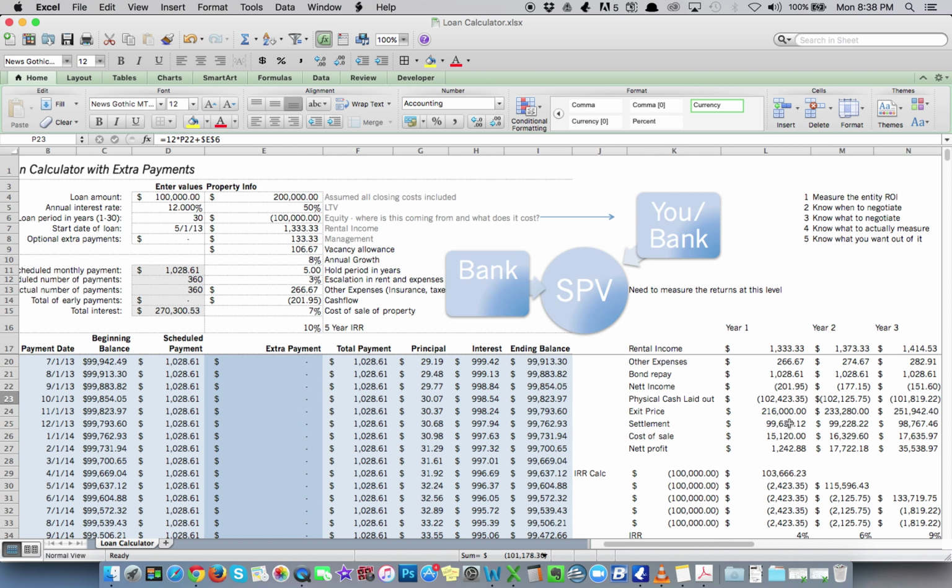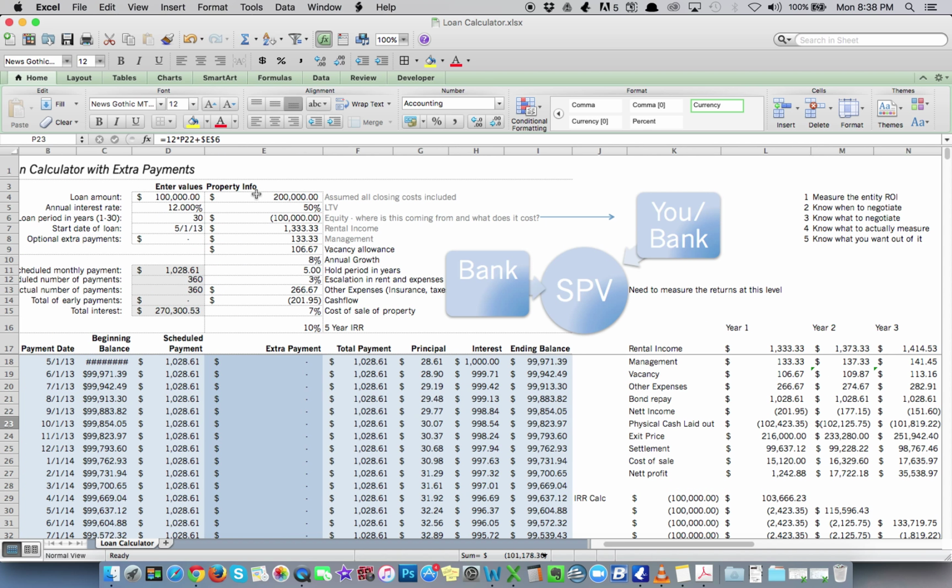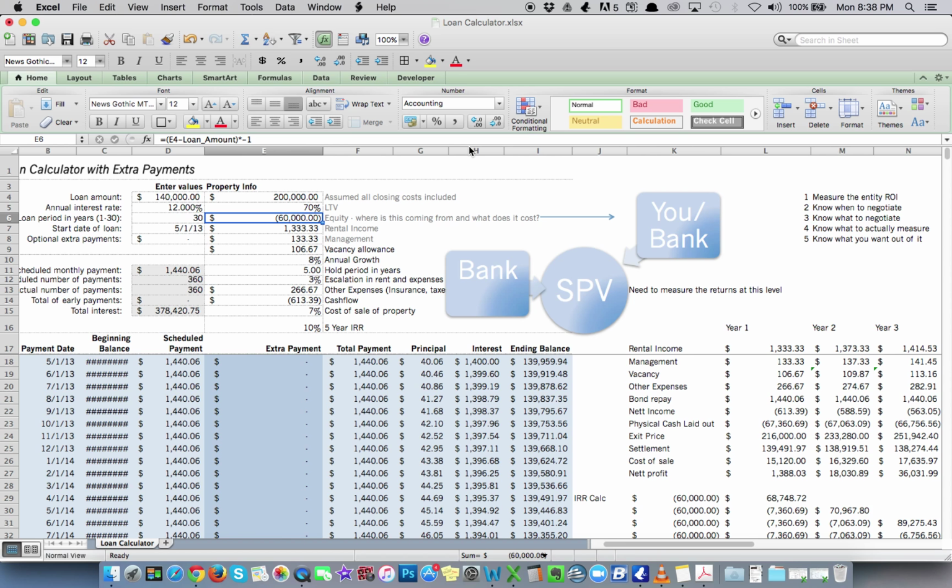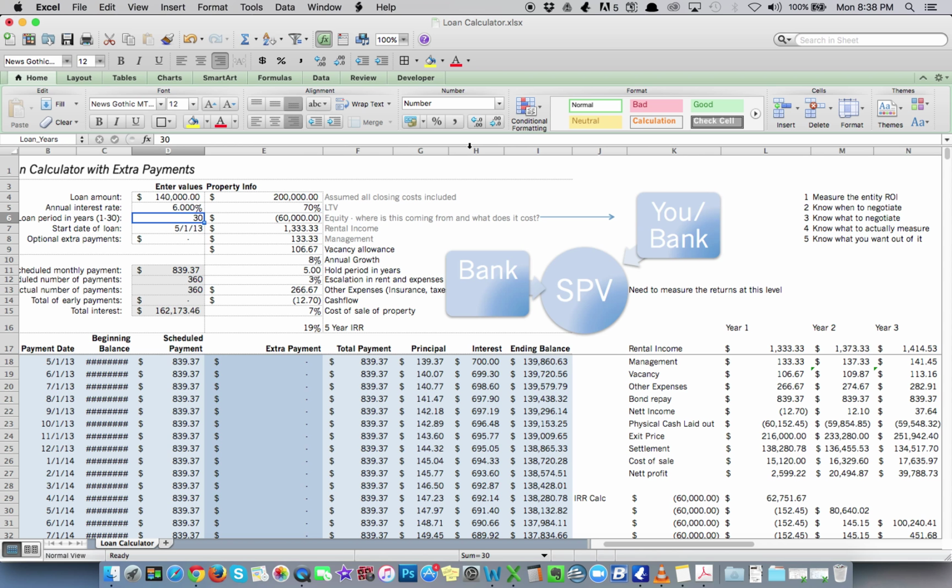Let's play with some variables and see what actually happens here. So we're buying a $200,000 property and we are taking a 70% loan to value ratio. So we're physically laying out 30% of the cash required for this property, and a good interest rate in the US would be 6% over 30 years. Keep all the standard, the rental incomes the same.